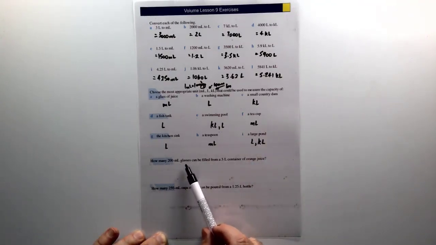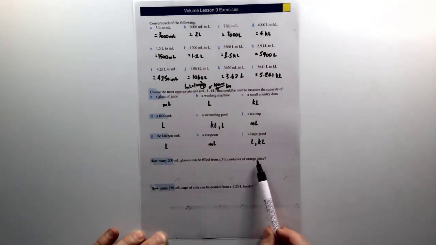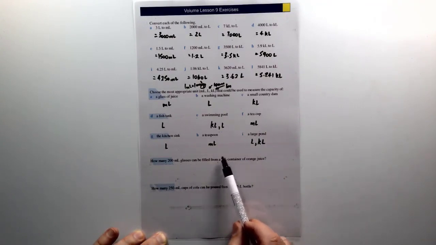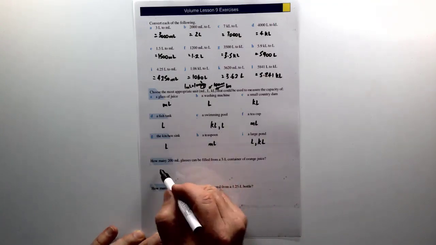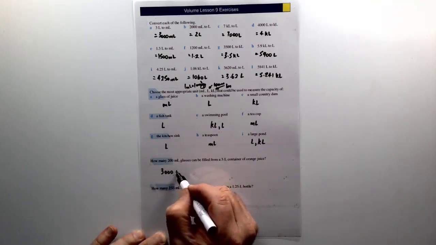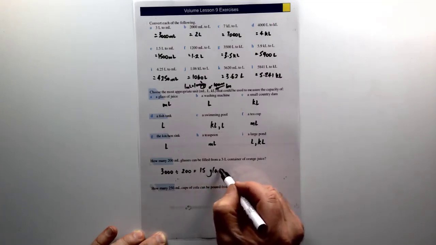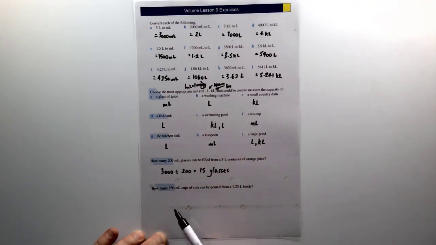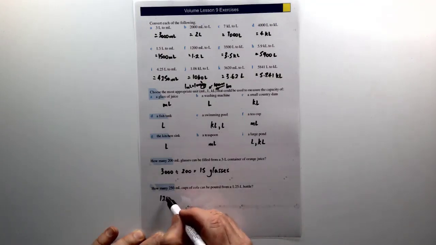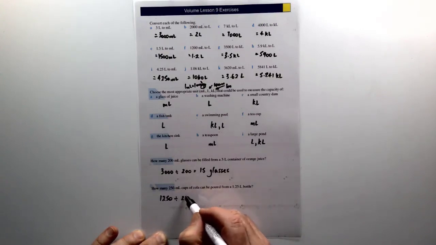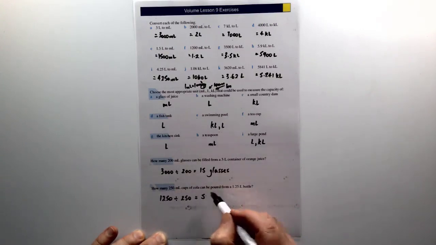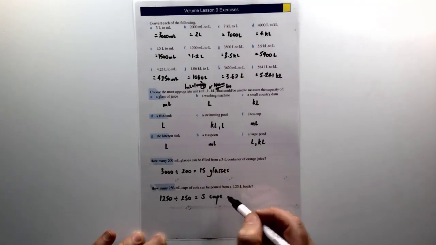How many 200 ml glasses can be filled from a 3 litre container of orange juice? So this is 3,000 millilitres. So we just go 3,000 divided by 200, and that'll give us 15 glasses. How many 250 ml cups of cola can be poured from a 1.25 litre bottle? So again, that's 1,250 millilitres divided by 250 to get 5 cups there.